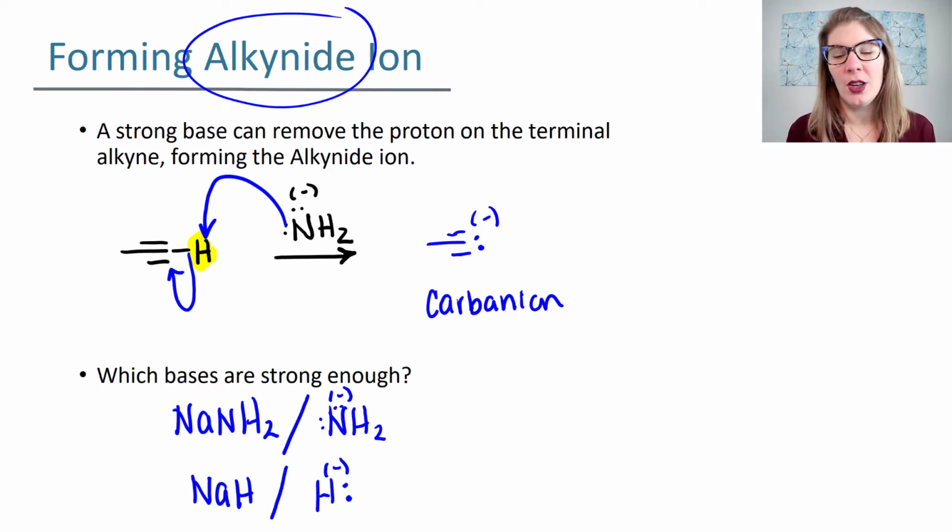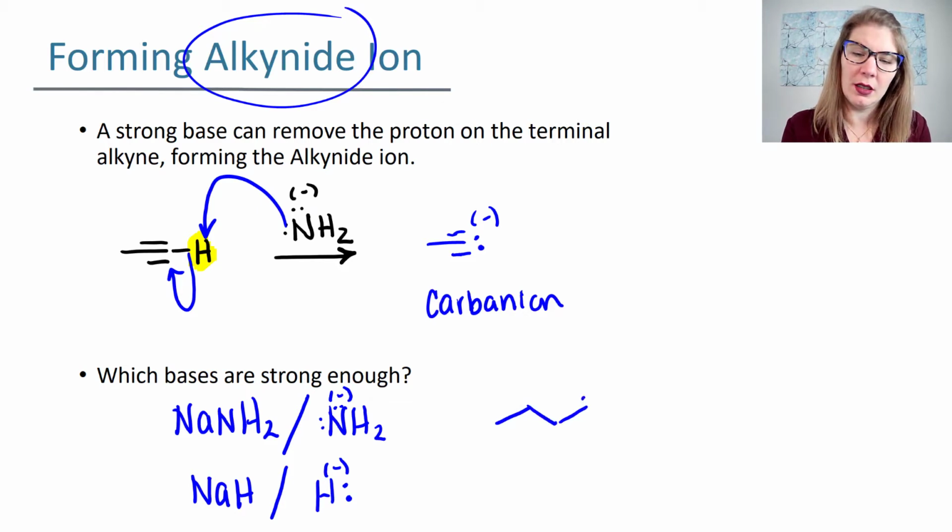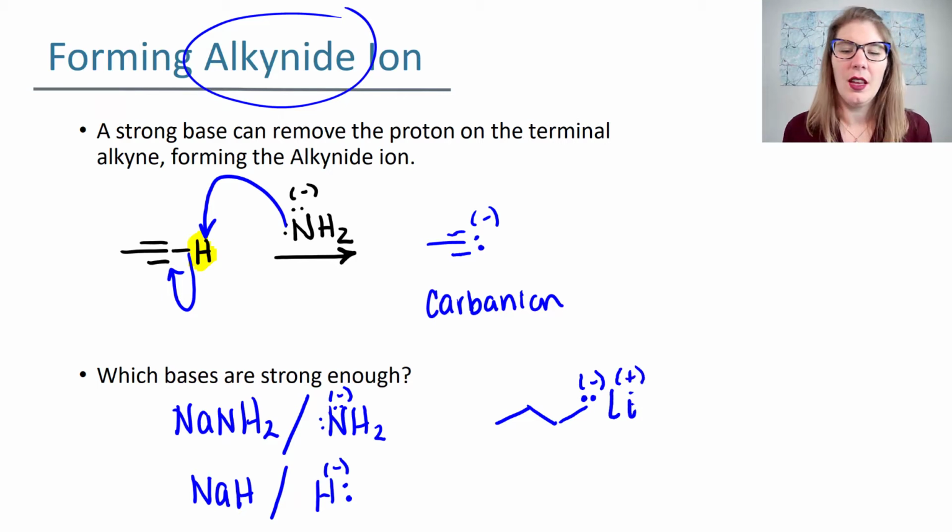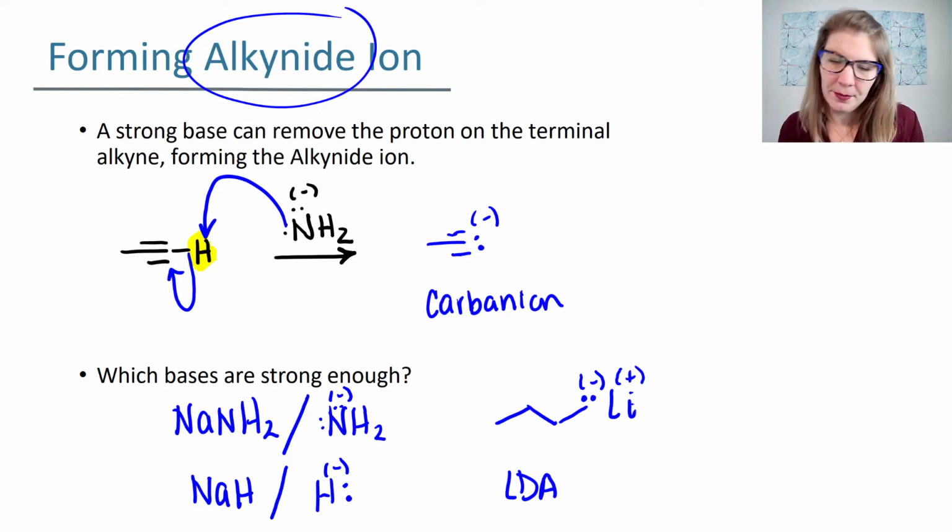There's another one called butyl lithium, and butyl lithium looks like this. People will draw it out a variety of ways, but this is the structure. It's a butyl with a lone pair, and then the lithium's the counter ion. There's one other base that you can commonly see. It's called LDA. So people will just abbreviate it as LDA. It's called lithium diisopropyl amide.